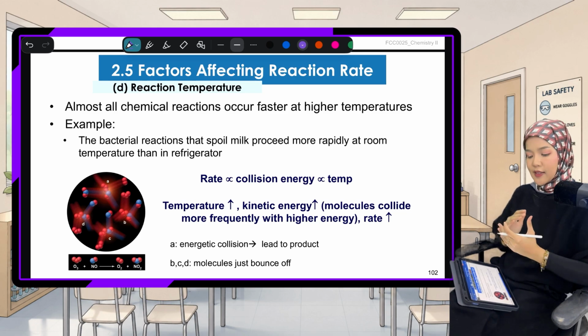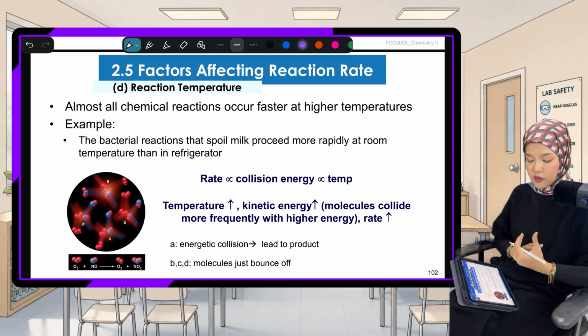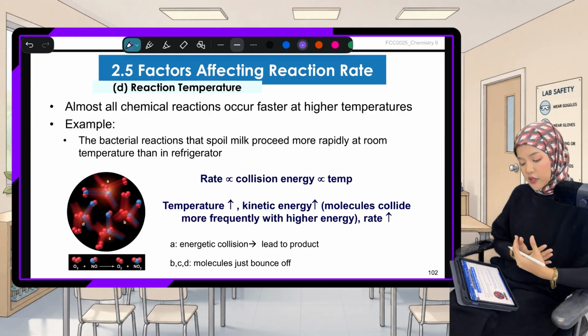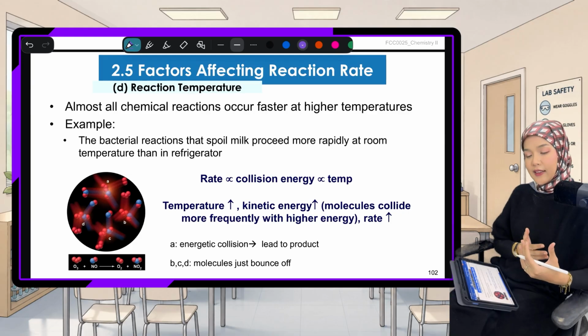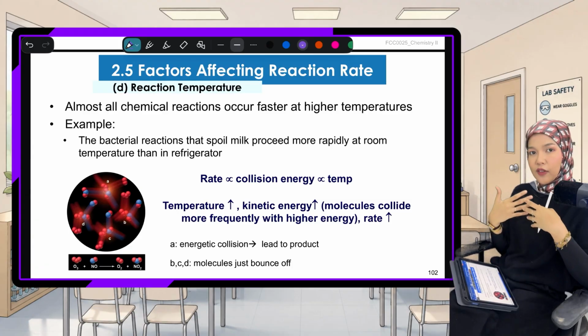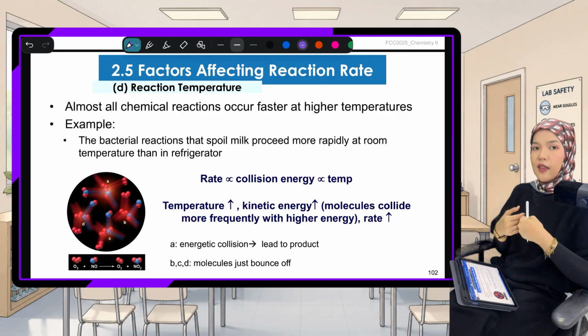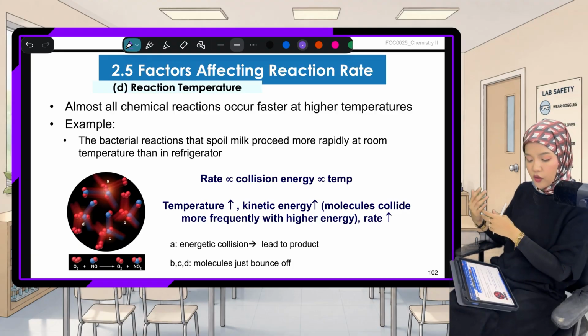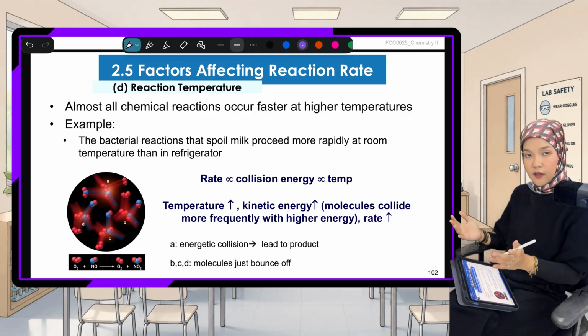Now the next factor that affects the reaction rate is the reaction temperature. For the reaction temperature, basically this is related to kinetic energy. If you have higher temperature, the kinetic energy is going to be higher. So the energy of the collision is higher. Therefore, you can have more effective collisions and your rate of reaction will increase.